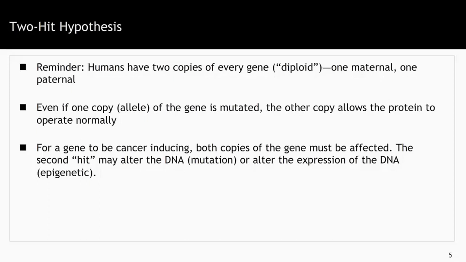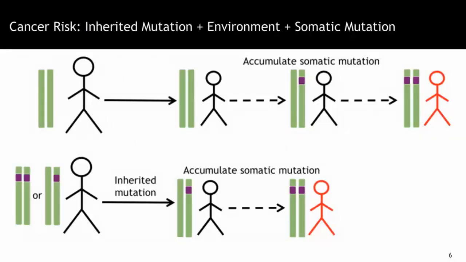You'll remember that humans are diploid. We have two copies of every gene, one maternal and one paternal. This means that even if one copy of a gene, or allele, is mutated, the other copy can allow the protein to operate normally. In order for a gene to be cancer-inducing, both copies of the gene must be affected. The second so-called hit may alter the DNA directly via mutation, or it may alter the expression of the DNA via an epigenetic mechanism. So let's walk through an example of this.